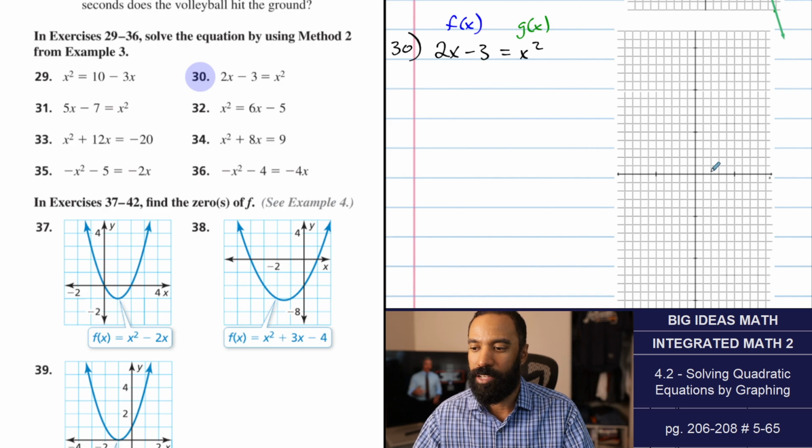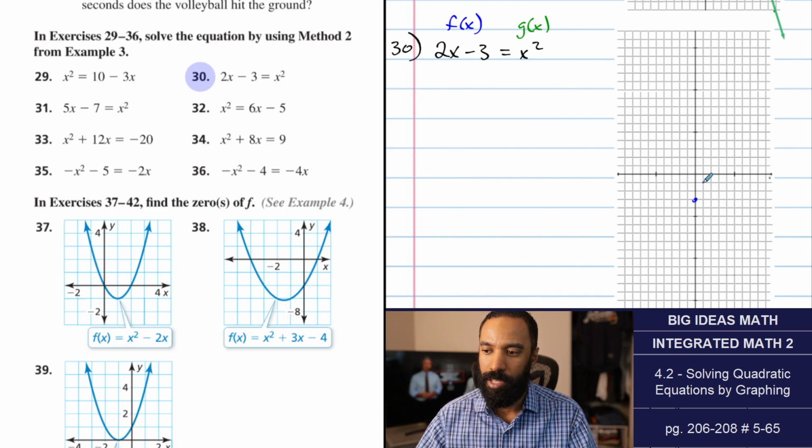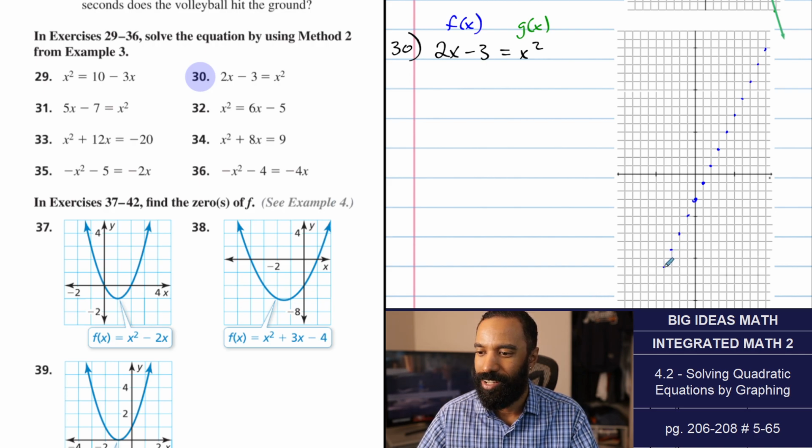So 2x minus 3. Negative 3 is the y-intercept. Let's rise 2 and run 1 over and over again, like so, and fall 2, run 1 to the left. Maybe it won't go faster. There's a lot of points I have to plot.